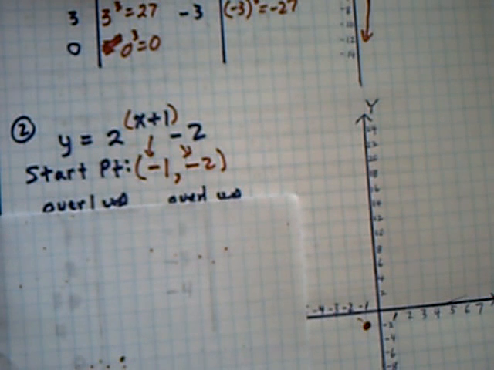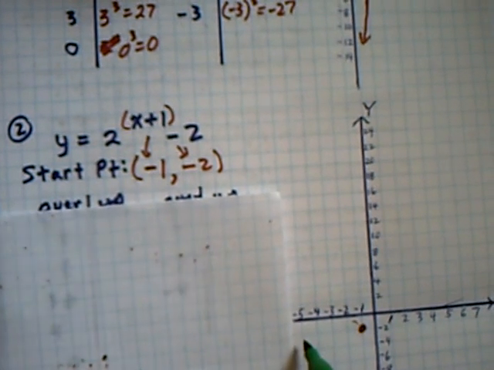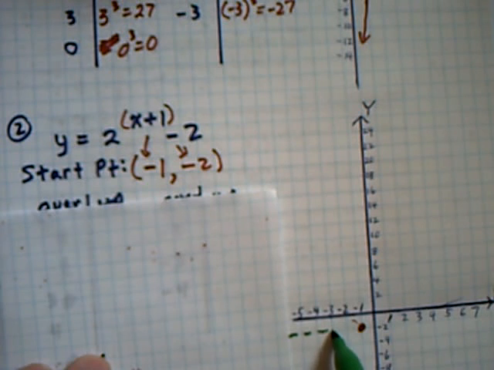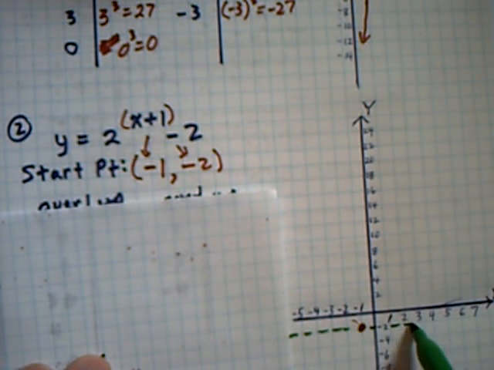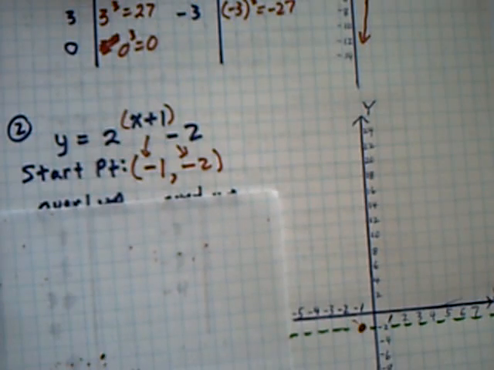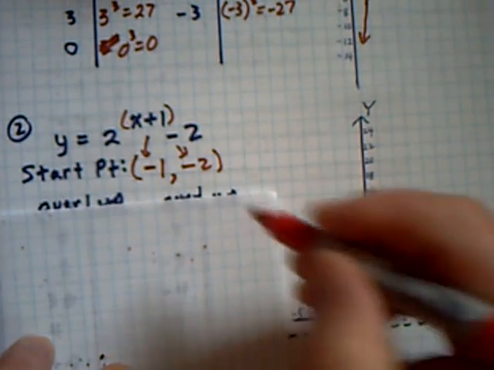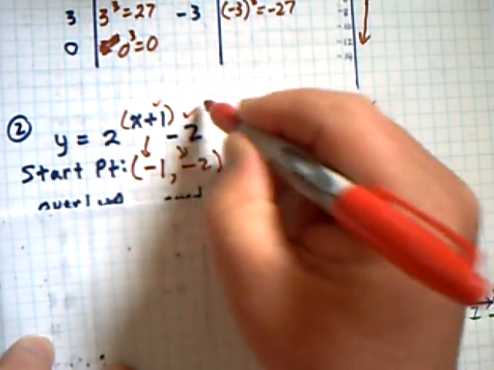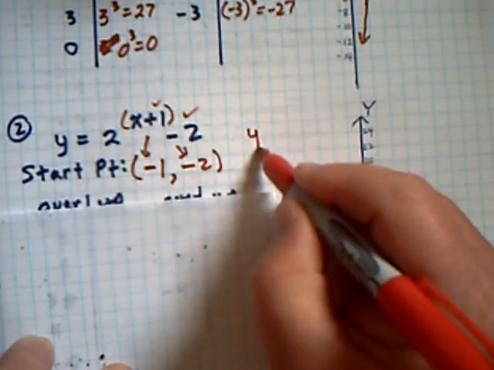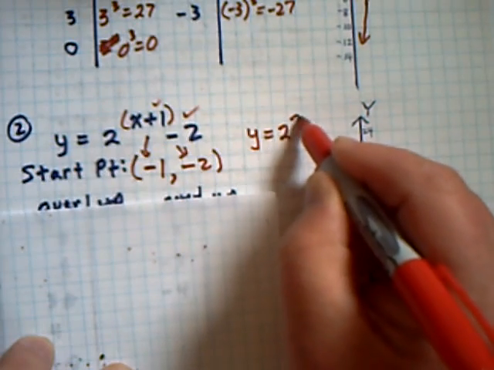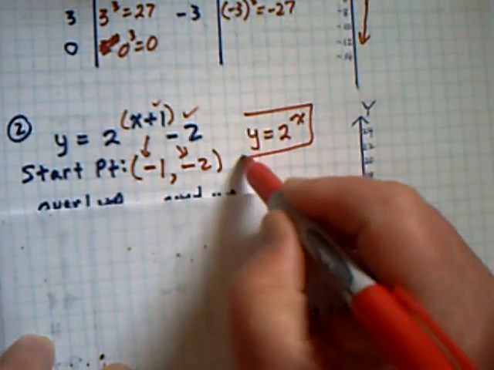And we're going to find that we have an asymptote line that goes right through there. I'll make it the green dotted line here. That's going to be our new asymptotic line. Okay, by starting at negative 1 and negative 2, that's done its job and that's done its job. We really have a y equals 2 to the x graph.